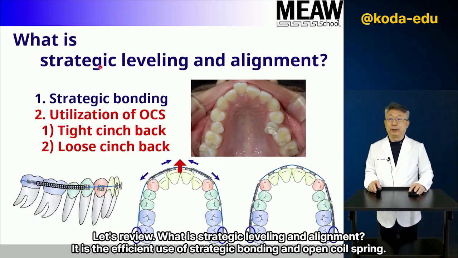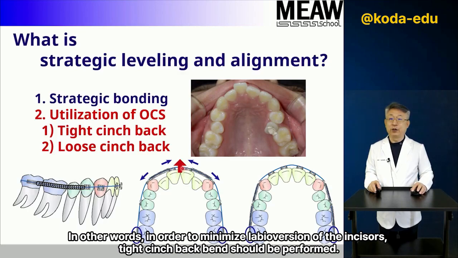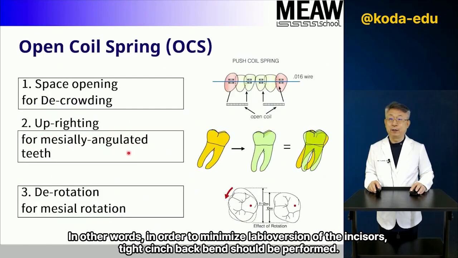Let's review. What is strategic leveling and alignment? It is the efficient use of strategic bonding and open coil spring. When using open coil spring, it should be considered whether to perform tight cinch back or loose cinch back. In other words, in order to minimize labioversion of the incisors, tight cinch back bend should be performed.